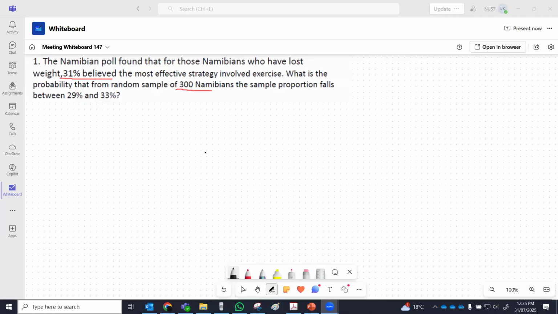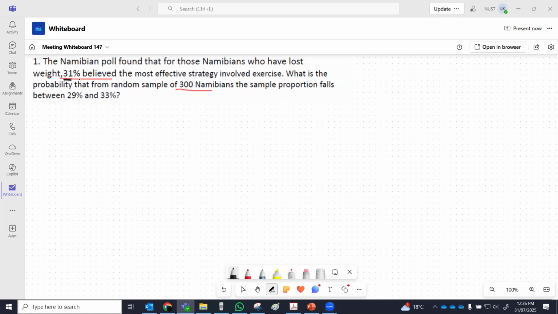Okay, so here's the question. It says the Namibian poll found that for those Namibians who have lost weight, 31% believed the most effective strategy involved exercise. What is the probability that from a random sample of 300 Namibians, the sample proportion falls between 29% and 33%? So just like we did the one for the mean, first thing you must do is write down all the data that you are given.